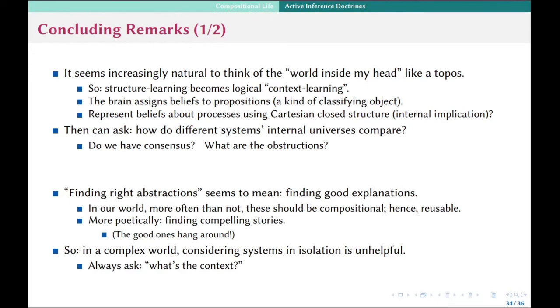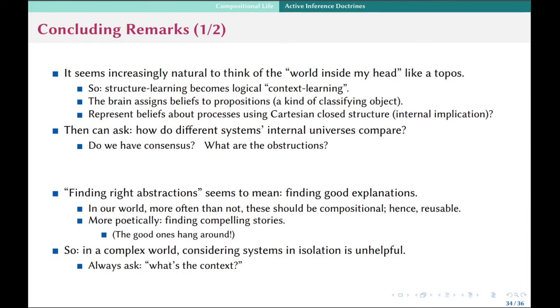And then to me, finding the right abstraction seems like finding good explanations. In our world, more often than not, they do seem to be compositional and hence reusable. Poetically speaking, that means something like finding compelling stories. And notice that good, compelling stories are the ones that hang around for a long time. Those are both ancient stories, like epics from long ago, as well as mathematical stories, like the right descriptions of things like spaces.